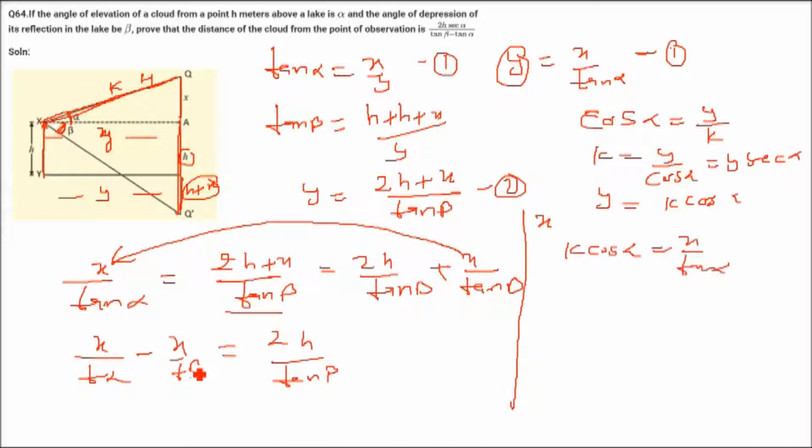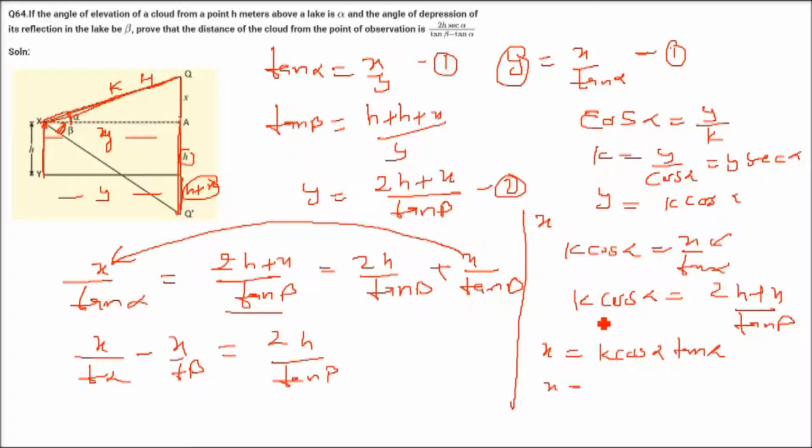And in this equation, y equal to 2h plus x by tan beta, y can be written as k cos alpha. Again, this is 2h plus x by tan beta. Now we need this k, and in order to get this k, we need to eliminate the x. So what is this showing? This will be showing x equal to k cos alpha tan alpha. And what is this going to give us?